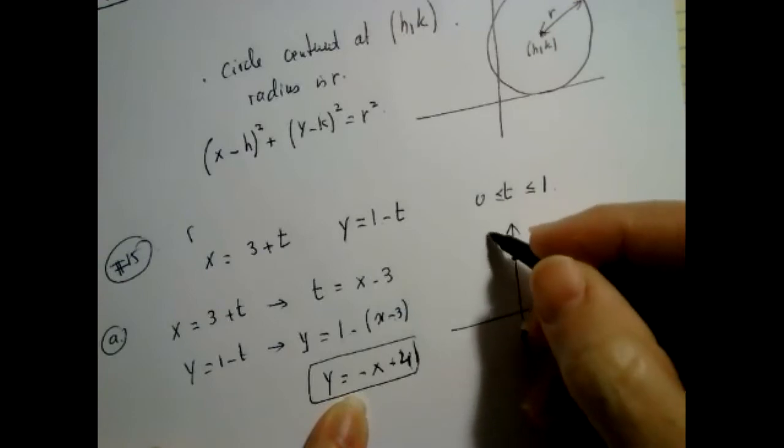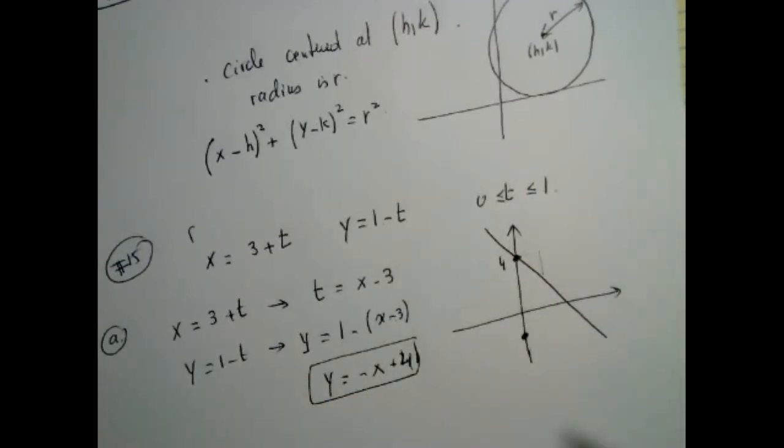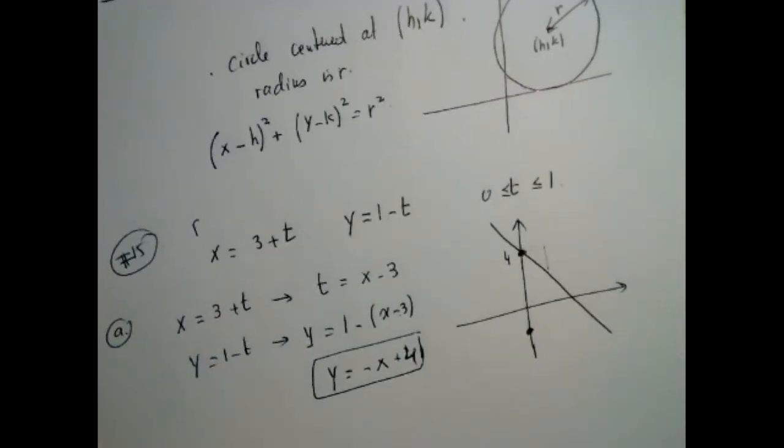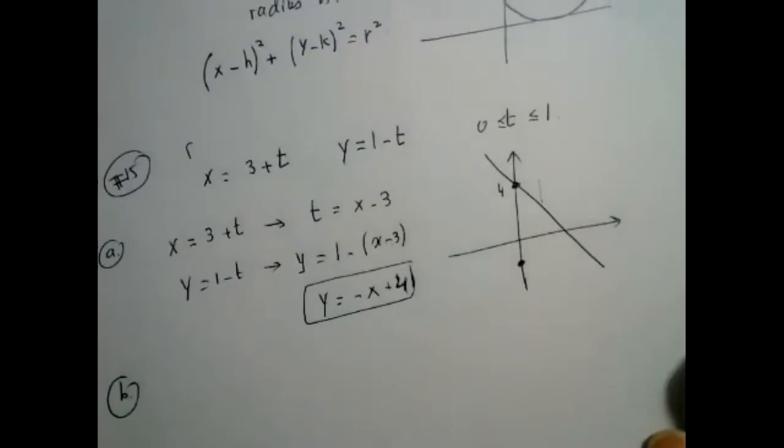And the slope is minus 1, so this is my line. It means I am moving on this line, but the question, part B, is to describe the curve and indicate the positive orientation. All right, what do I mean?